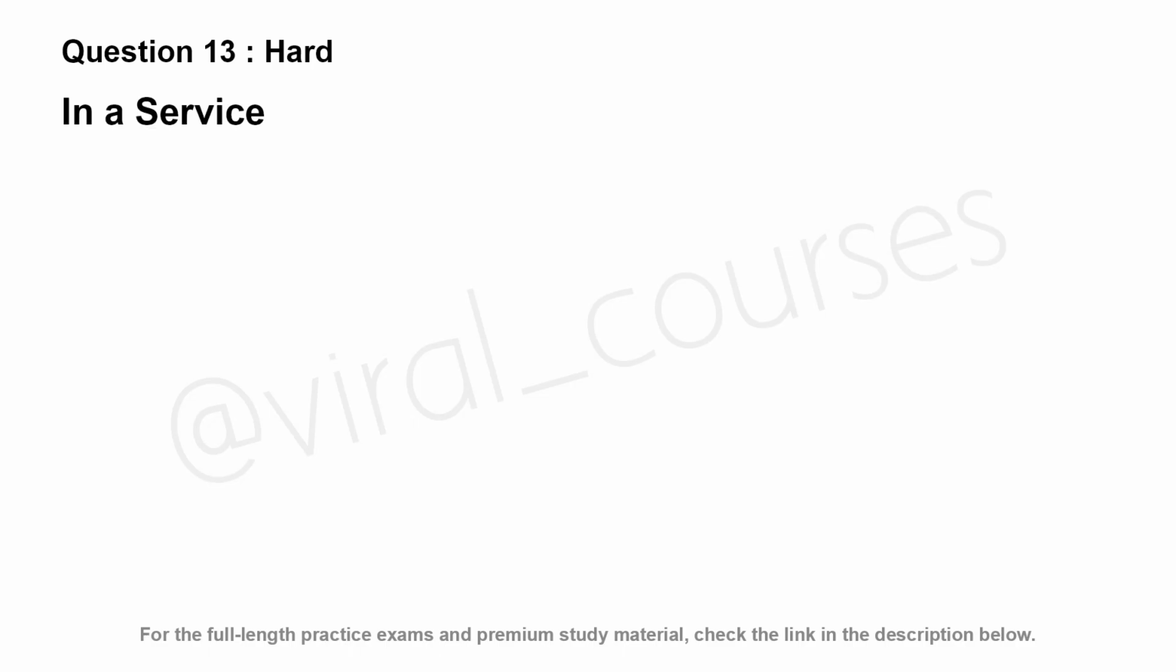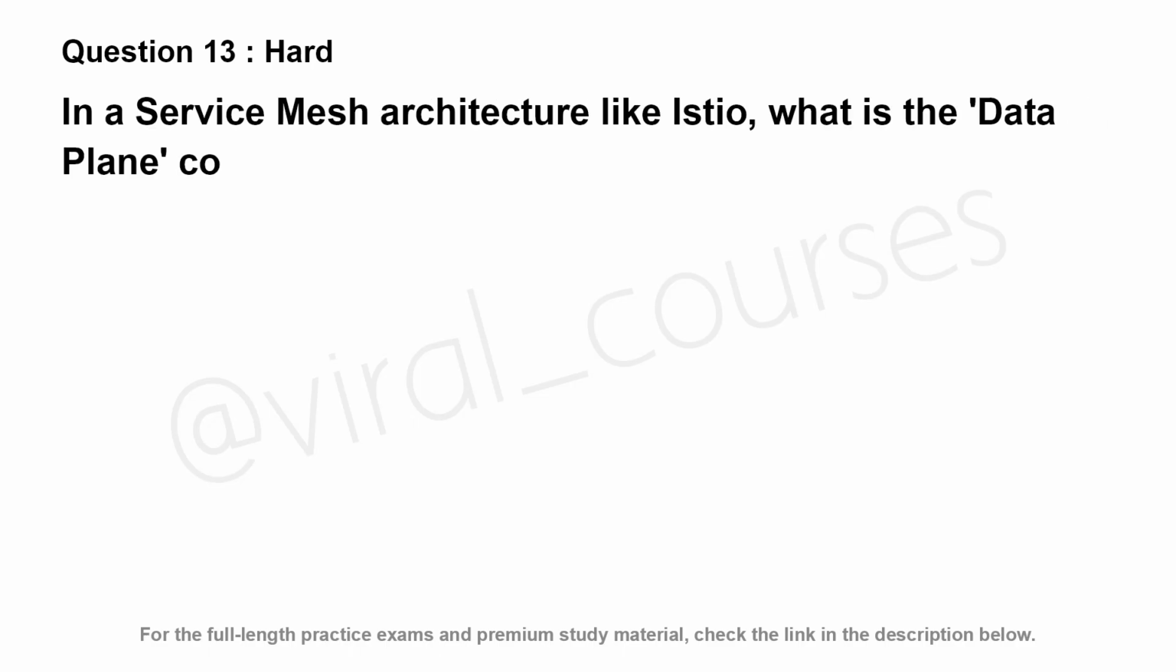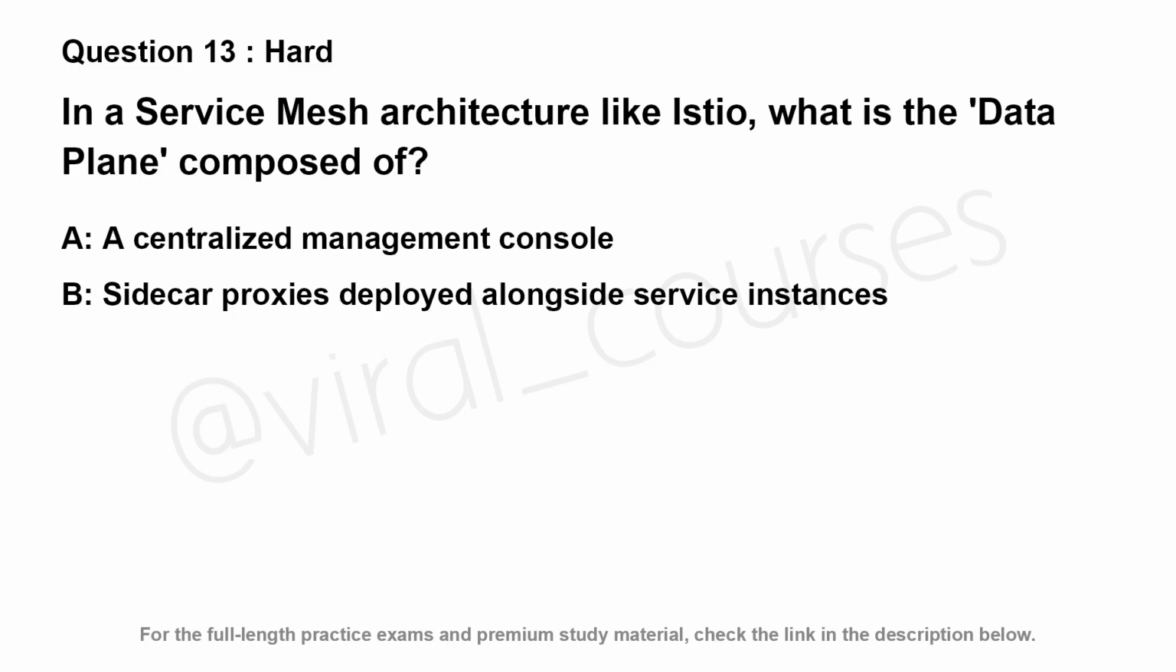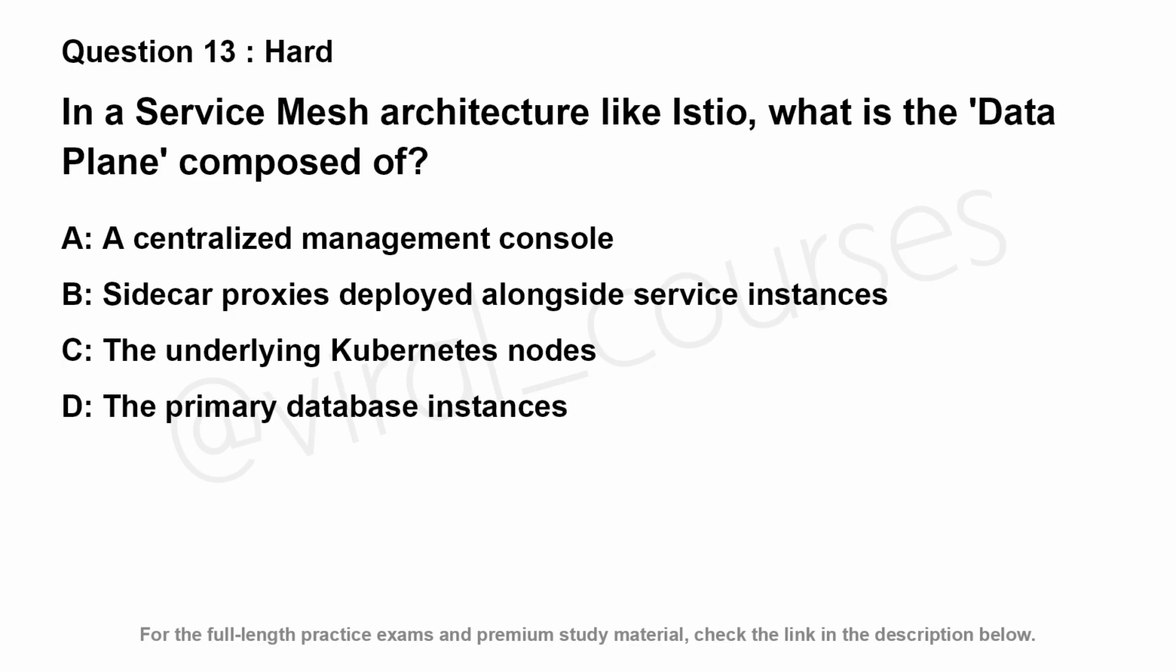In a service mesh architecture like Istio, what is the data plane composed of? Option A. A centralized management console. Option B. Sidecar proxies deployed alongside service instances. Option C. The underlying Kubernetes nodes. Option D. The primary database instances.